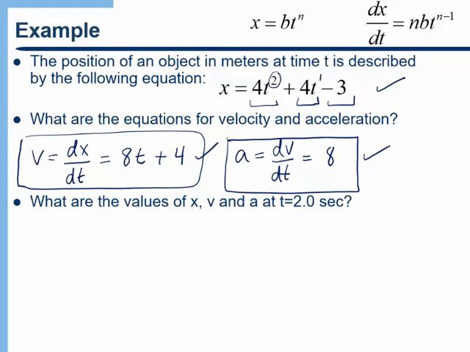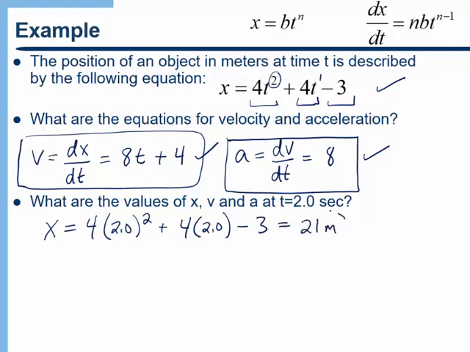Now we're asked to figure out the values at a particular time. So where is the object, how fast is it moving, and what's the acceleration at t equals 2 seconds? I'm just going to plug into my three formulas. x is equal to 4t squared, so I've got 2 squared, plus 4 times 2 minus 3. When you calculated that, hopefully you got 21 meters.